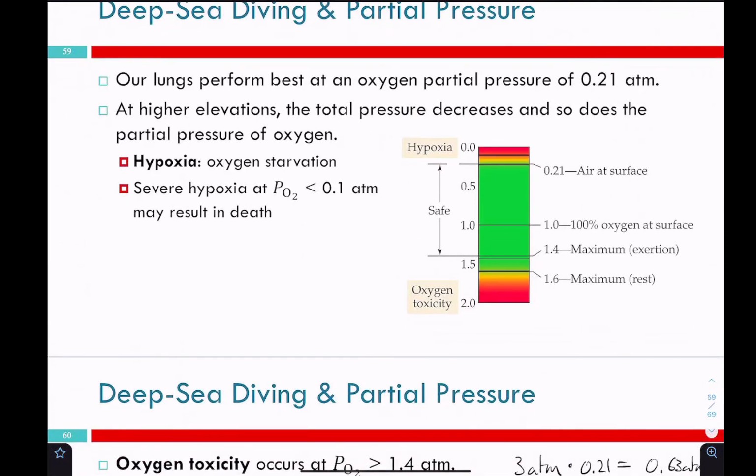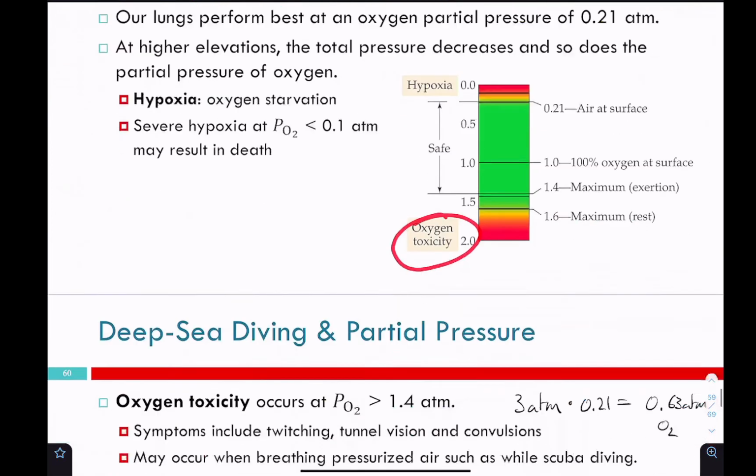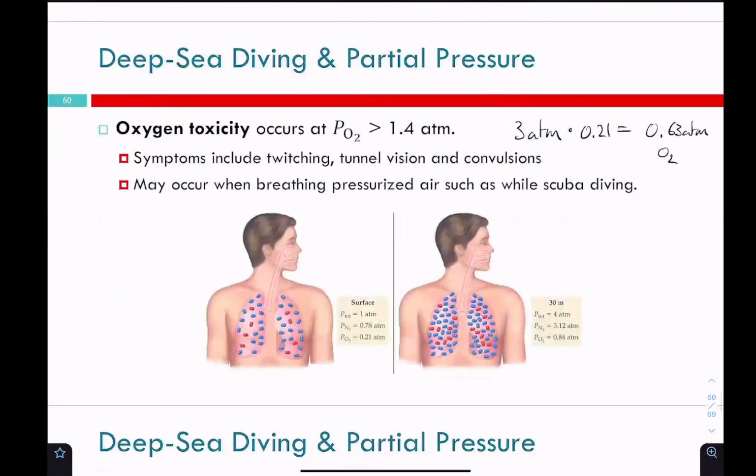On this scale, 0.5 is safe, and 100% oxygen is fine, but if you start to get too high, you can get oxygen toxicity. So now the partial pressure of oxygen is up to 0.63 atmospheres, and at some depth you'll get over 1.4 atmospheres. Your body can't handle that either.